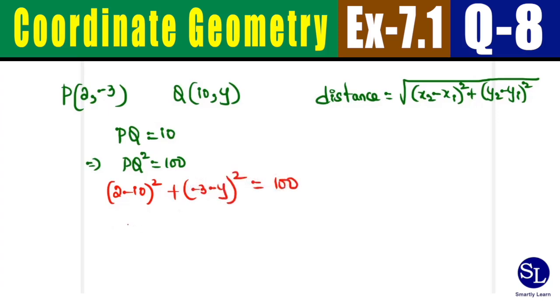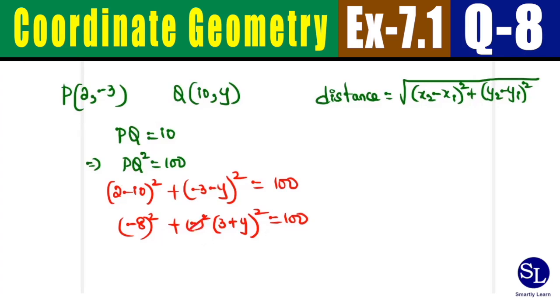So 2 minus 10 is minus 8, the whole squared, plus (-3 minus y) the whole square is nothing but (3 plus y) the whole square. In this case, if you are confused, you simply take the minus sign outside with a square and you can mark this as (3 plus y) the whole square is equal to 100. Either way, minus the whole square is going to be positive, so this can vanish.